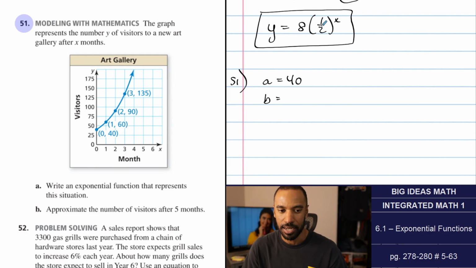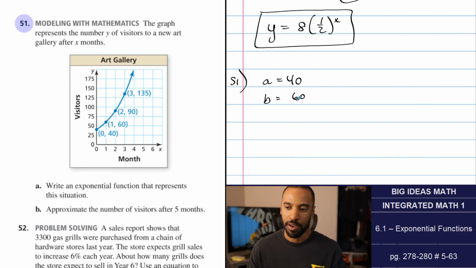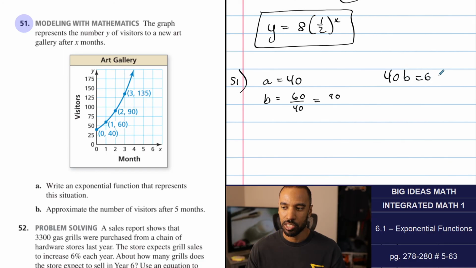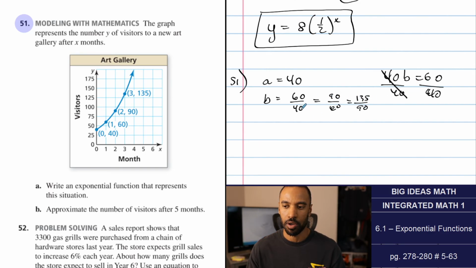60 times what is 90? 90 times what is 135? You might not know that number, so to find it, you divide a number by the one before it. That's how we determine that, right? 40 times b is 60. Divide both sides by 40, and that is b equals 60 over 40, or 90 over 60, or 135 over 90. The bottom line is they're all the same thing.